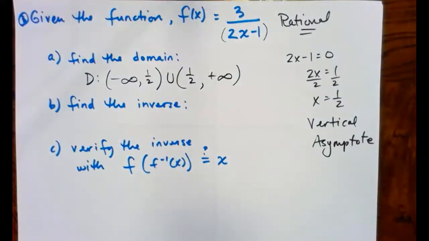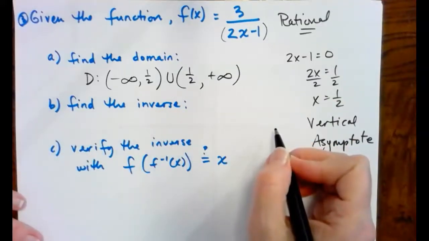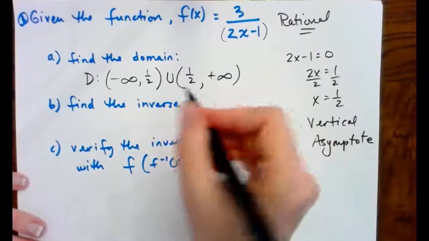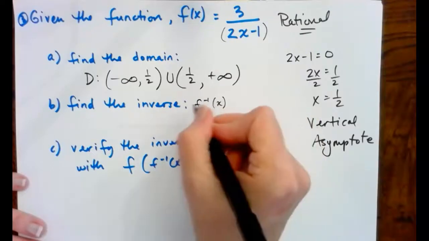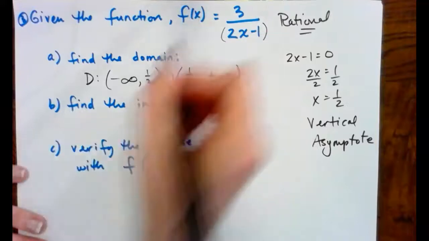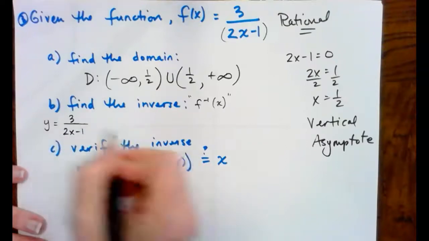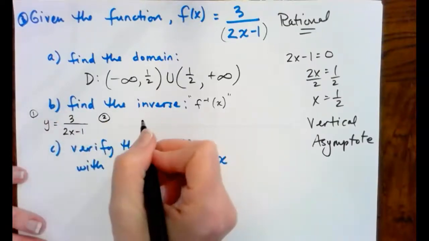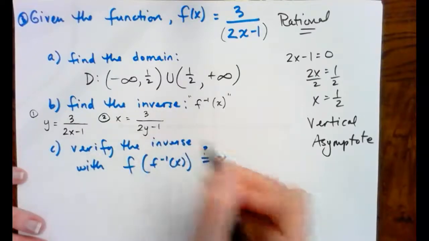The next thing that I would ask you to do is to find the inverse of the function. So if this is our function, I think I can fit the 4 steps right in here to find the inverse. Remember, the inverse notation is f to the -1 of x. F inverse of x. That's the notation. So first step, replace f of x with y. There you go. Next step, that's step 1. Step 2, switch the x and y. X equals 3 over 2y minus 1.